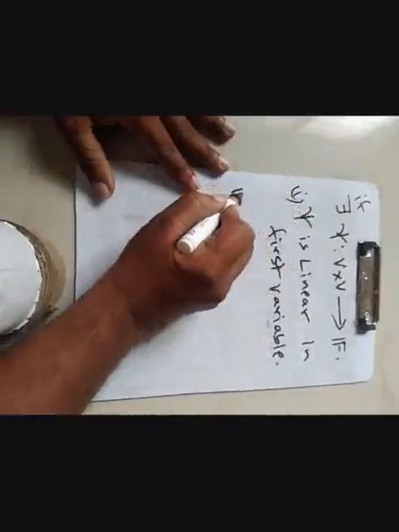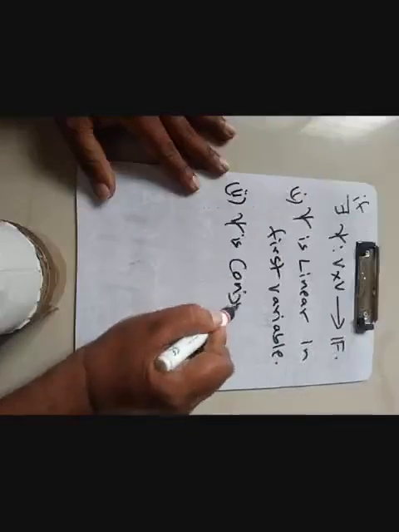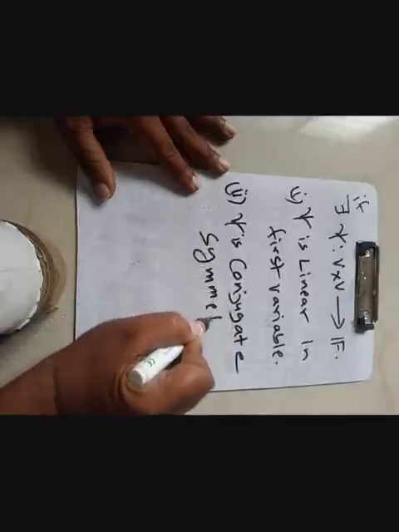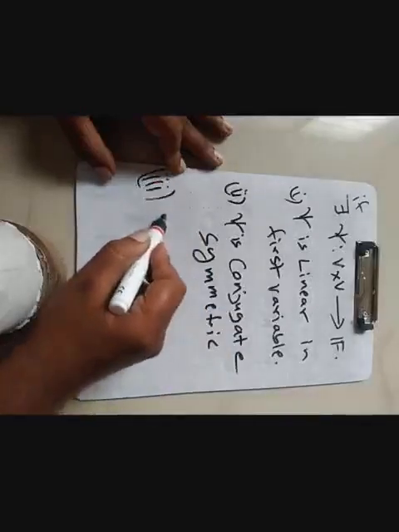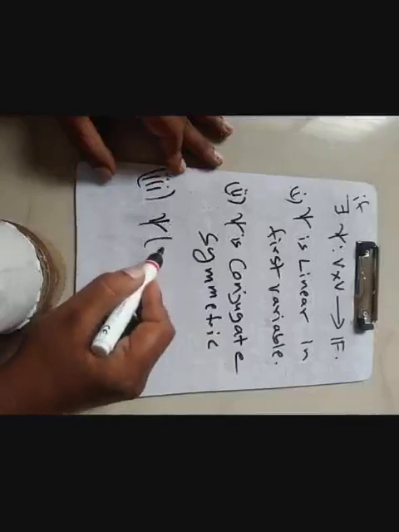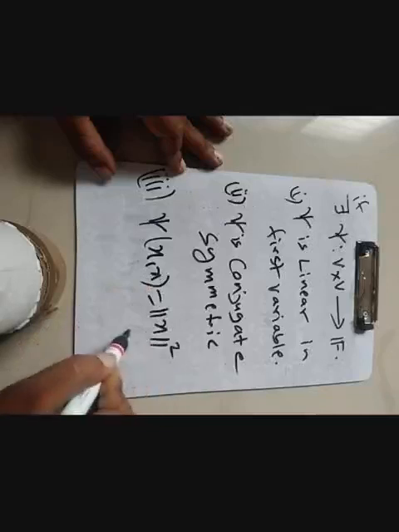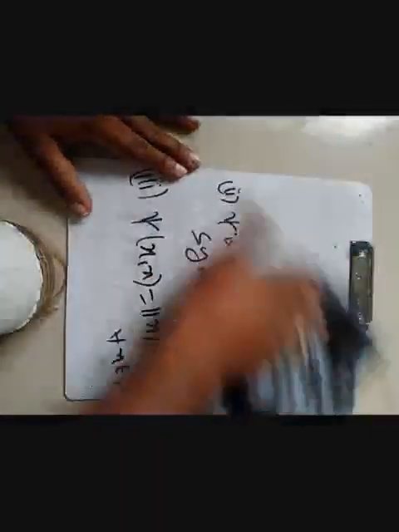That is the first condition. The second condition: psi is conjugate symmetric. The third condition is psi of x comma x is the norm of x squared for all x belonging to V. So if psi satisfies this on V, then we say that V is an inner product space.